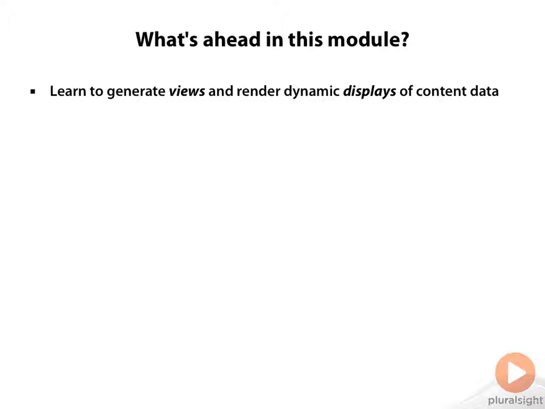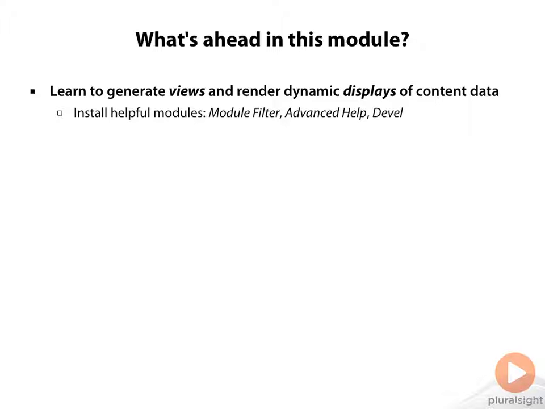So in this module, we're going to look at generating collections of data from our content information, from our nodes, and from other, as we'll see, types of Drupal instance data to create what are called views. And then we're going to render dynamic displays of those views in a couple of different ways.